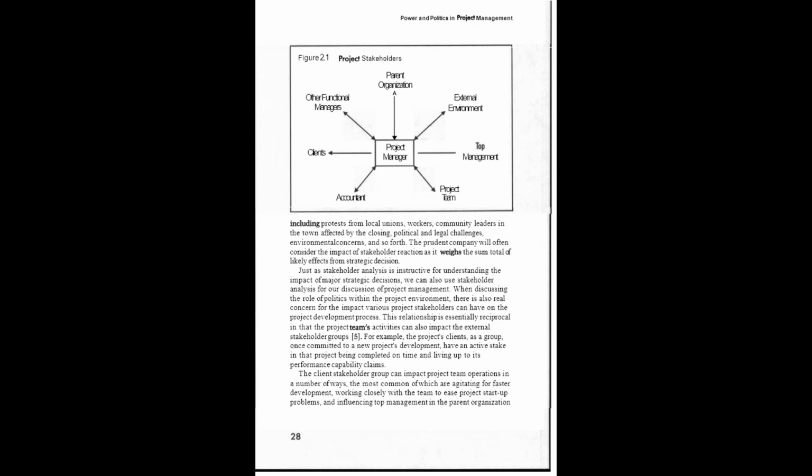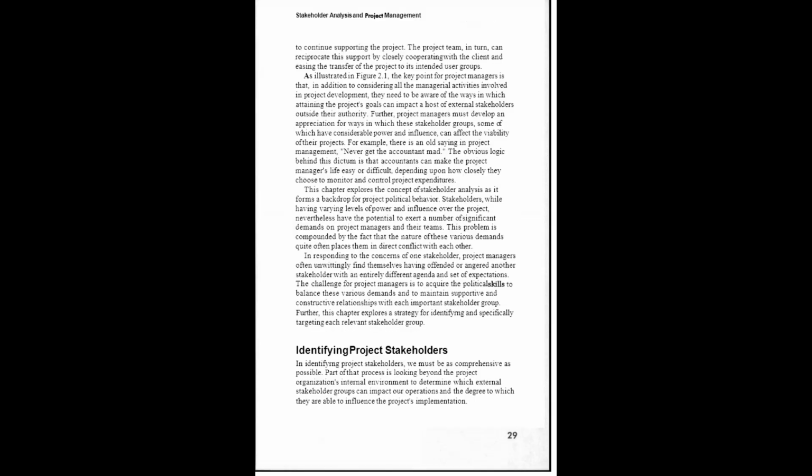For example, the project's clients as a group, once committed to a new project development, have an active stake in that project being completed on time and living up to its performance capability claims. The client stakeholder group can impact project team operations in many ways, the most common of which are agitating for faster development, working closely with a team to ease project startup problems, and influencing top management in the parent organization to continue supporting the project. The project team, in turn, can reciprocate this support by closely cooperating with the client and easing the transfer of the project to its intended user groups.